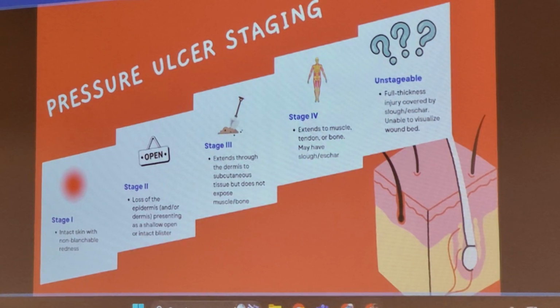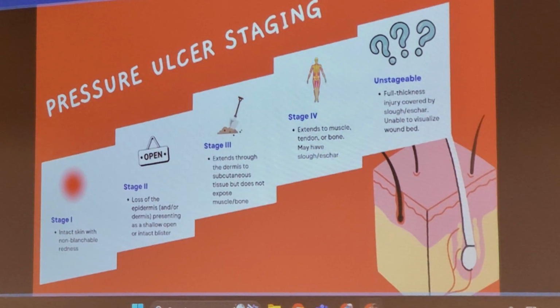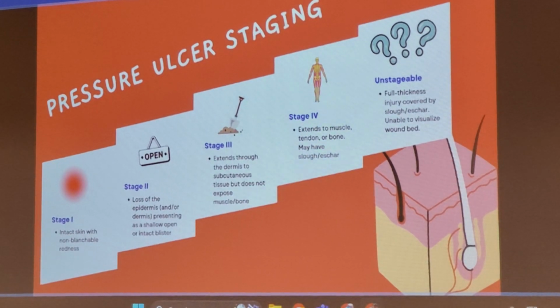And then unstageable, the reason it's unstageable is not due to the depth. We may think it's a stage 4 because it is down, but due to either eschar or slough, and we'll look at both of those, I cannot visualize the wound bed to actually see. Even though due to depth, I'm sure it's a stage 4, I can't see the wound bed to verify that.